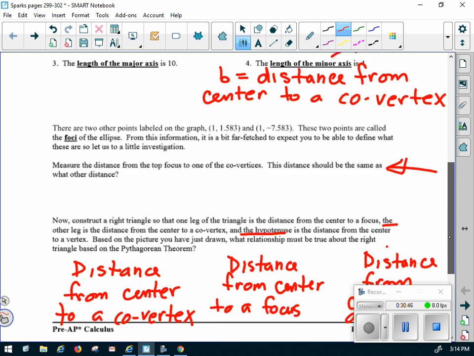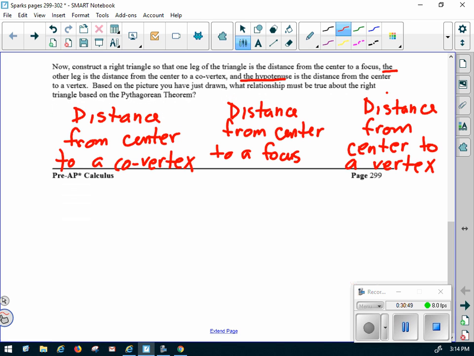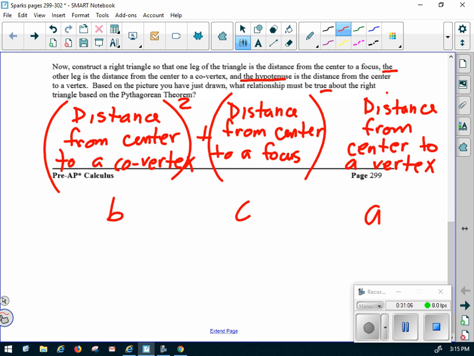So I want you to look at this. The distance from the center to a covertex, we call that what? B. From the center to a focus, we call C. And the distance from the center to a vertex, we call A. This squared plus this squared equals this squared. If you can remember that, you can do anything you want to do with an ellipse. Next page.